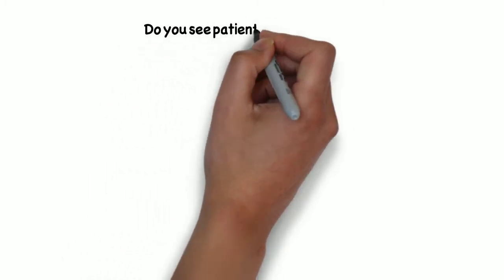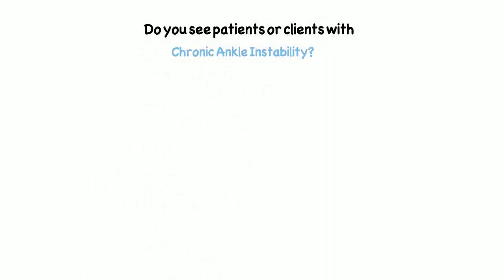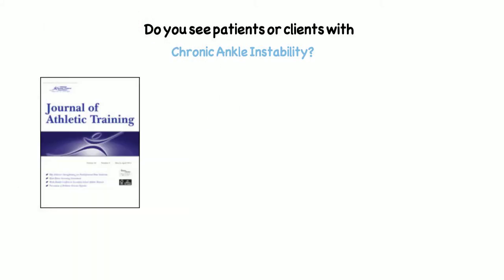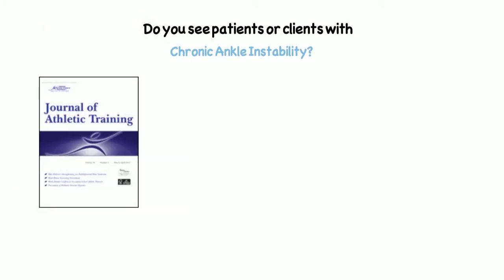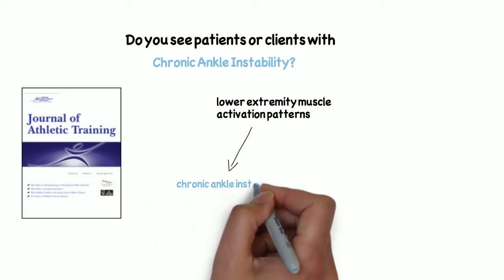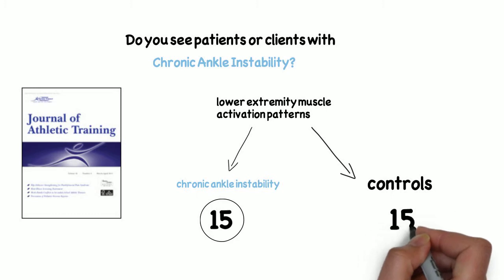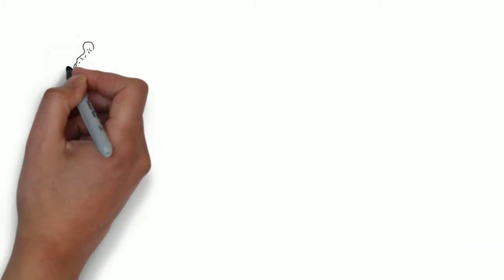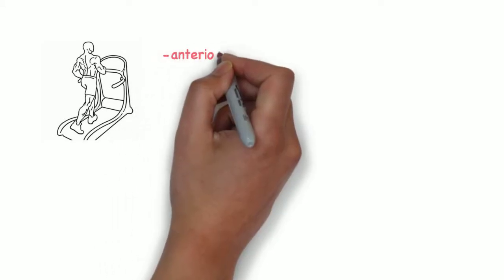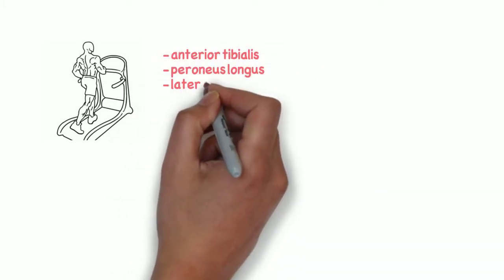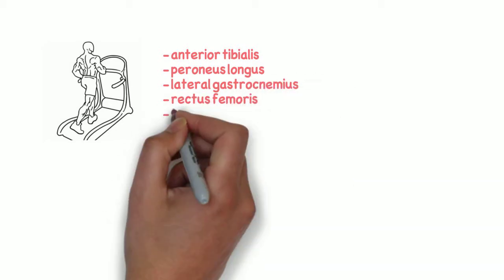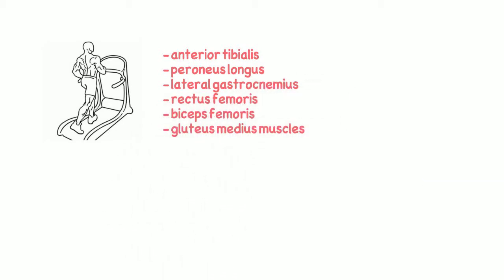Do you see patients or clients with chronic ankle instability? If so, this next study will be of some interest to you. The study looked at whether there were differences in lower extremity muscle activation patterns between those with and without chronic ankle instability. They broke groups out into 15 with chronic ankle instability and 15 controls. Participants walked on a treadmill while EMG activity was assessed for the anterior tibialis, peroneus longus, lateral gastrocnemius, rectus femoris, biceps femoris, and gluteus medius muscles.